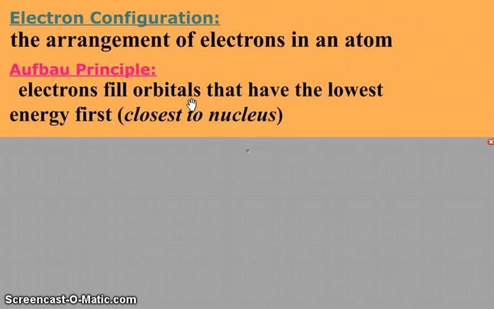First is Aufbau's principle, and this says that electrons are going to fill orbitals that have the lowest energy first. And remember, that is going to be closest to the nucleus. This is what we talked about with the modern atomic theory, the fact that atoms want to be in their ground state, the lowest energy position. And so that's why the electrons will be most likely found in those places first.